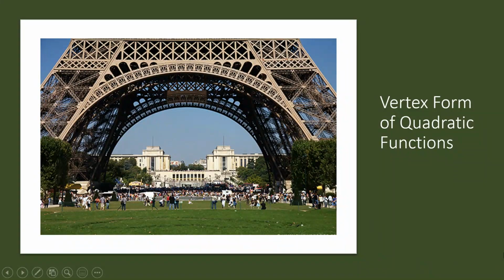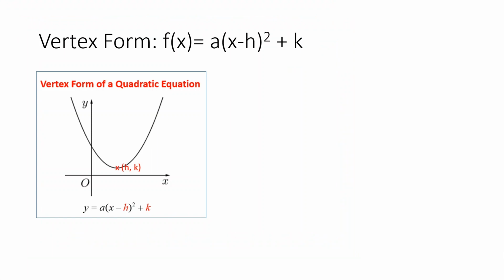In this video, we're going to talk about all things vertex form of quadratic functions. All right, so first off, vertex form is expressed as a times (x minus h) squared plus k. And we see here's a graph of a quadratic equation. And the vertex point, in this case, is down here, and it's represented by h comma k. So h comma k is shown in the equation here.